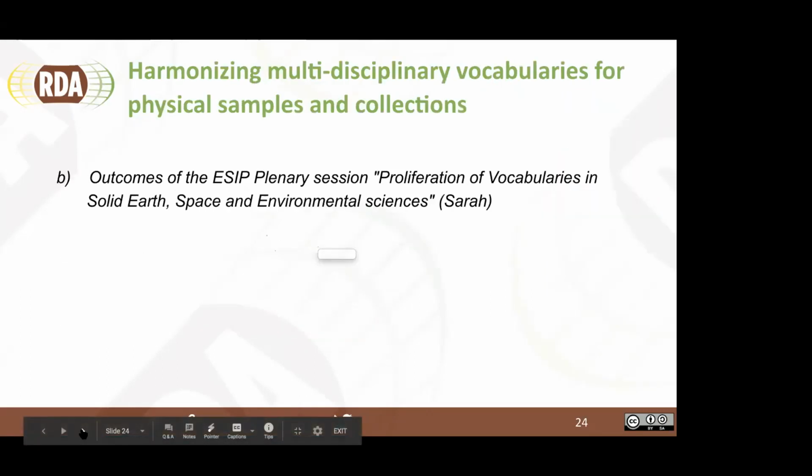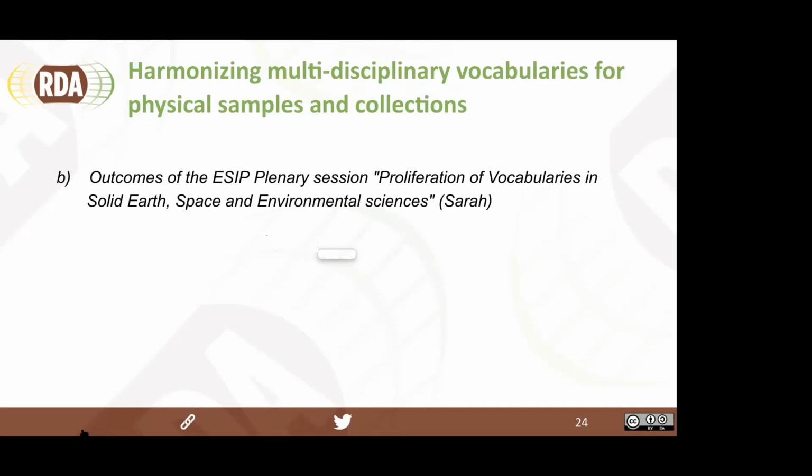Yes, Sarah will talk a little bit about the outcomes of the ESIP plenary session on the proliferation of vocabularies in solid earth space and environmental sciences. Are there any slides, Sarah, for that here? No, I was just going to read a few things. I didn't think to put it in the slides, sorry. Okay, no, that's fine.